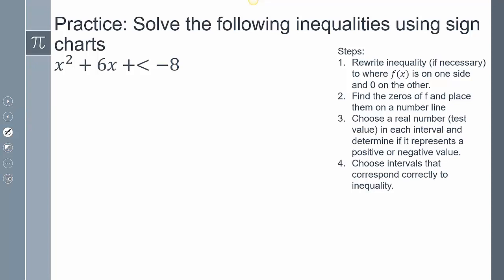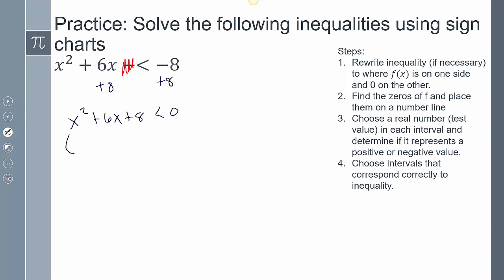Let's try another one. So I get x squared plus 6x is less than 8. Don't have to worry about that. So rewriting the inequality to where f of x is on one side, I'm going to add 8 to both sides. So I'm going to get x squared plus 6x plus 8 is less than 0.